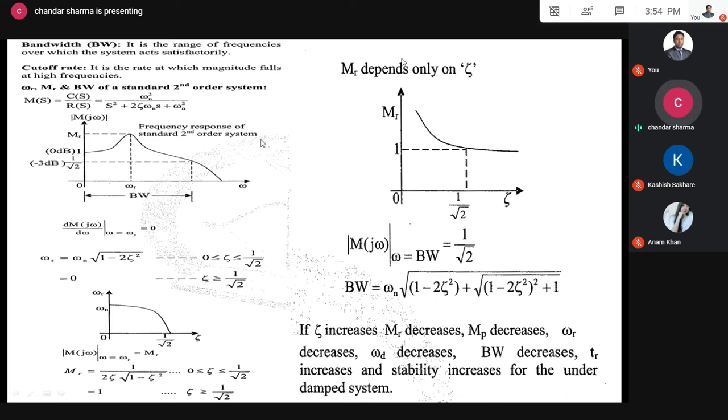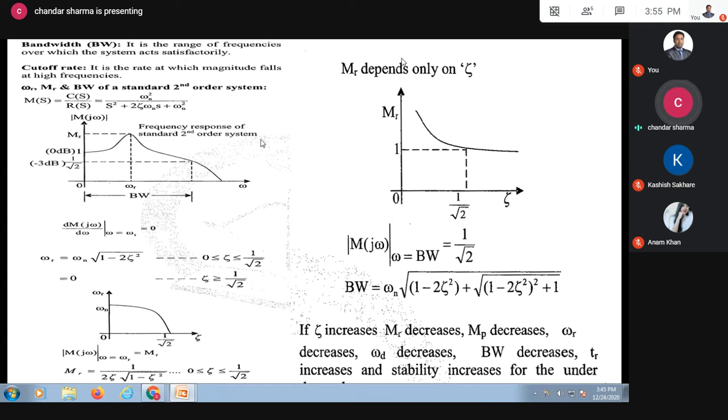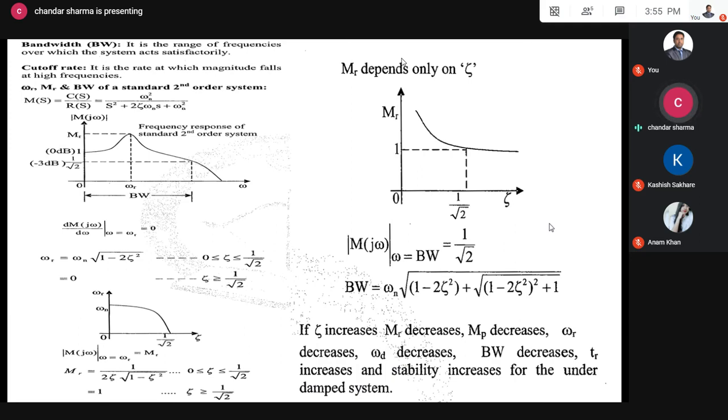Similarly, the formula for bandwidth is omega n into under root of 1 minus 2 zeta square plus under root of 1 minus 2 zeta square plus... So if zeta increases, the conclusion is your resonance peak MR decreases, MP, that is maximum overshoot, decreases, omega R decreases, the frequency of oscillation decreases, bandwidth decreases, your rise time increases, and stability increases for the underdamped system.